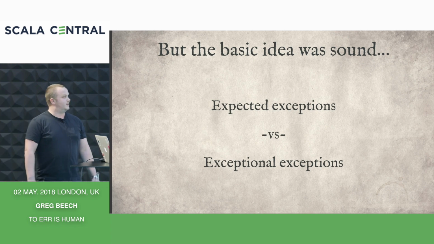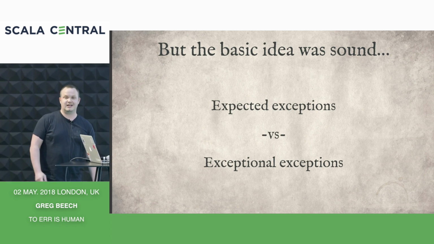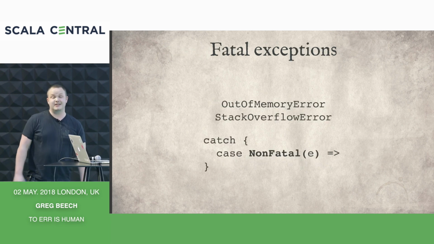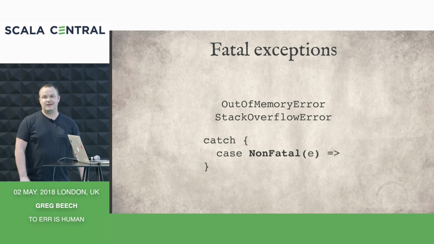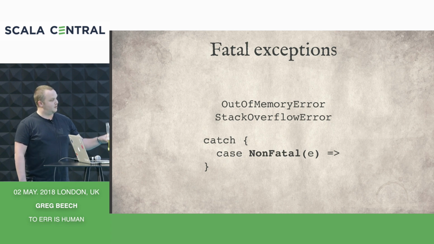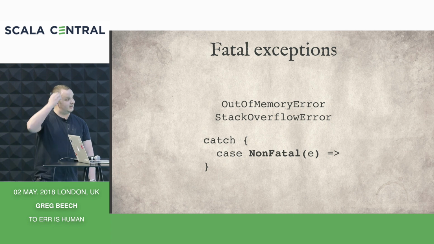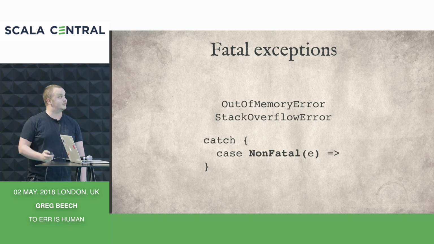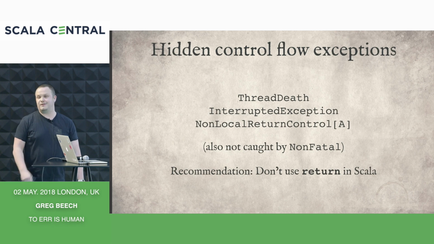So checked exceptions, in spite of the flawed execution, actually had a pretty good point. But these aren't the only types of exceptions you're going to come across. There's fatal exceptions. So out of memory, stack overflow, these basically mean your machine's balked, and some languages you can continue running from them. Scala, Java, that's kind of it. Any attempt to handle these things is going to make stuff worse, which is why you've got the non-fatal matcher. So you can basically make sure you don't handle any of these errors, because there's really nothing to do apart from crash. You've got hidden control flow exceptions.